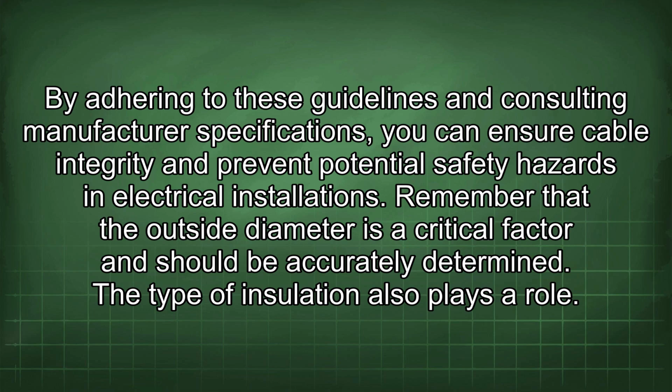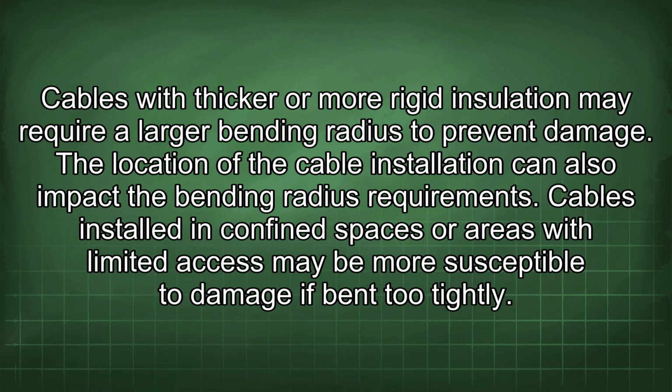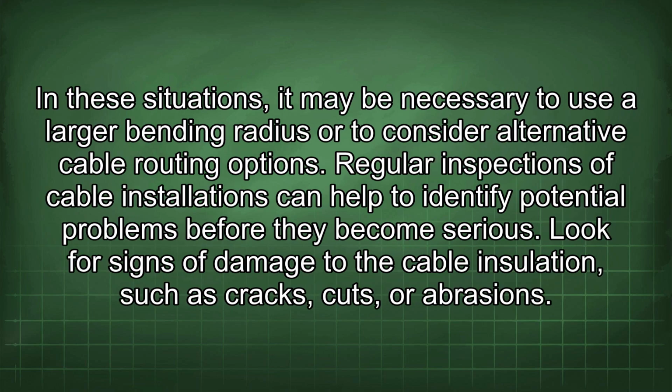The type of insulation also plays a role. Cables with thicker or more rigid insulation may require a larger bending radius to prevent damage. The location of the cable installation can also impact the bending radius requirements. Cables installed in confined spaces or areas with limited access may be more susceptible to damage if bent too tightly. In these situations, it may be necessary to use a larger bending radius or to consider alternative cable routing options.